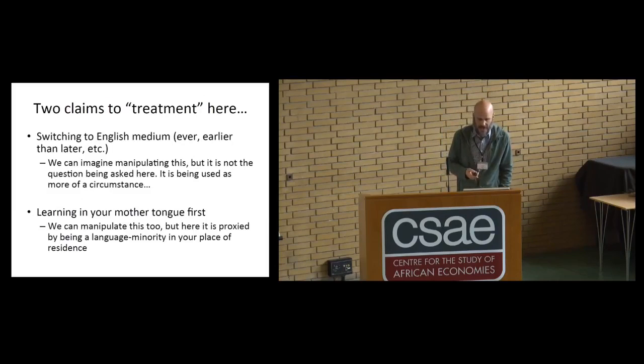So here, there are two claims in this paper to what's the treatment. One of them is switching to English medium. It could be that during the course of your schooling, you switch at a certain grade, or you never switch. When I was growing up in Turkey, you switched after primary school. In some schools you never switched; you just kept going in Turkish the whole time, right? We can imagine manipulating this. This is not hard. In fact, the government passed a policy, but it's not the question being asked here. That's not his interest. His interest is really what's the effect of mother tongue on stuff. So let's set that aside.